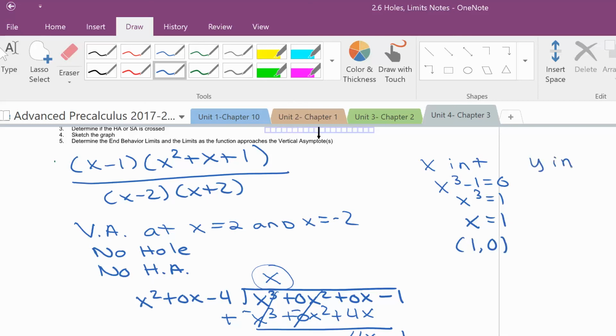The y-intercept, you go 0 to the third minus 1 over 0 squared minus 4. So you get 1/4.